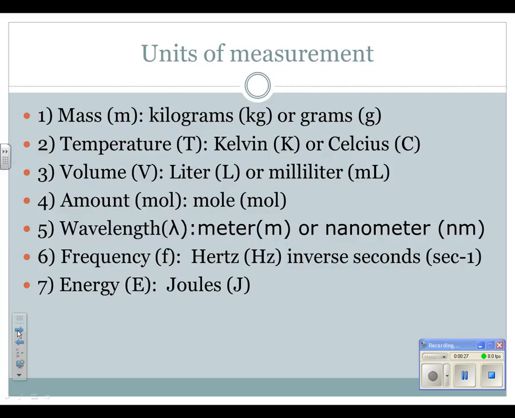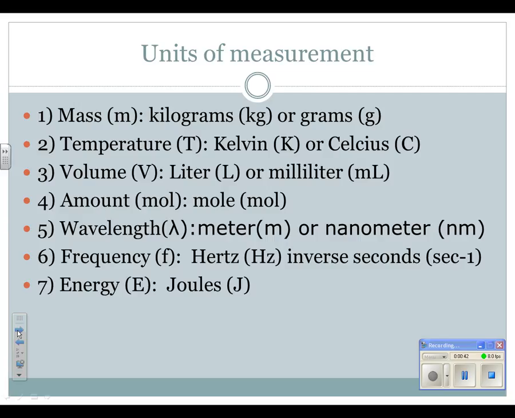Mass, we always do kilograms or grams. Temperature is either in Kelvin or Celsius. You may not be familiar with Kelvin. You will be by the end of the year. Volume is in liters or milliliters. Amounts are in what's called the mole. You'll get in those just before Christmas.